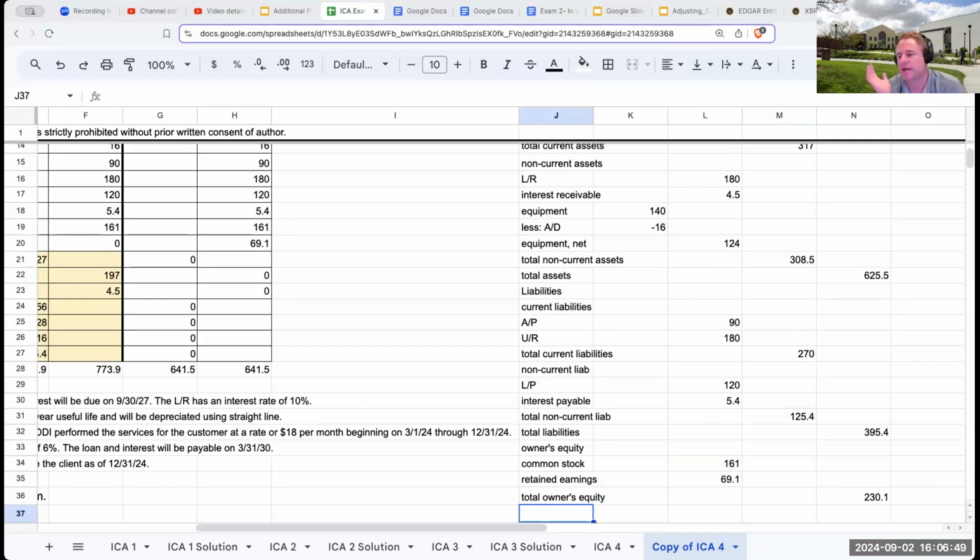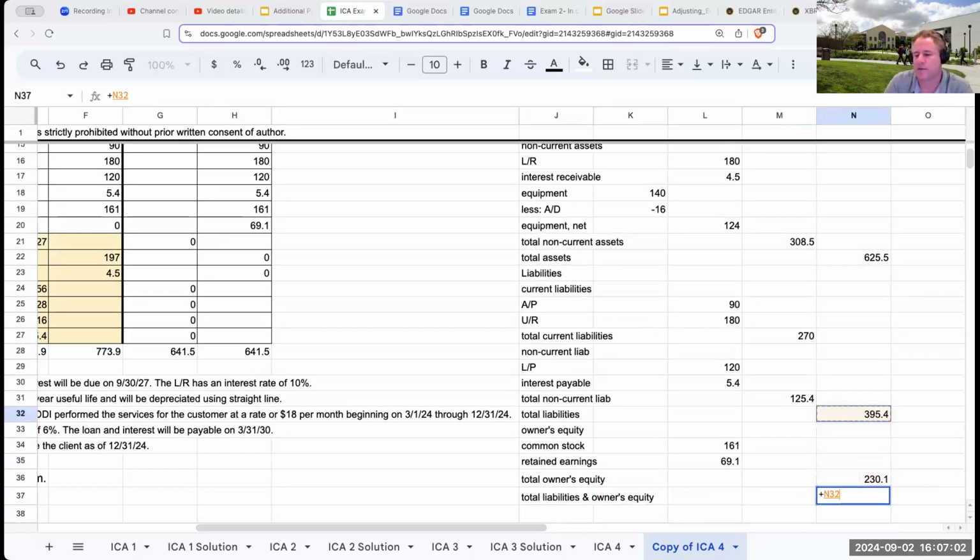Well, the problem is I haven't shown that my total assets are equal to my liabilities plus my owner's equity. So I'm now going to say total liabilities and owner's equity. This is going to be 625.5, which equals my total assets.